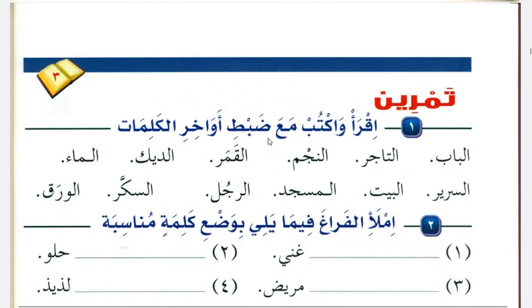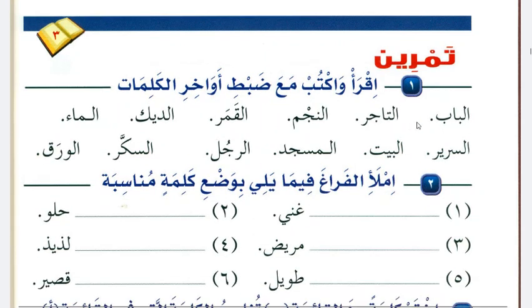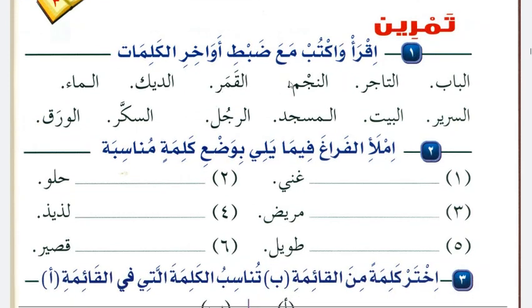Tamreen, exercise: Read and write with correct ending. Al-Babu, here we don't have shadda. At-Tajiru, here you need to put shadda on Ta. An-Najmu, you need shadda on noon. Al-Kamaru, no shadda. Ad-Diku, put shadda on dal. Al-Ma'u, the water. So in Huruf al-Shamsiya we put shadda, and in Huruf al-Qamariya we don't put any shadda.